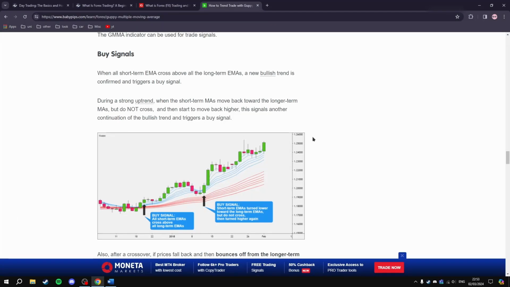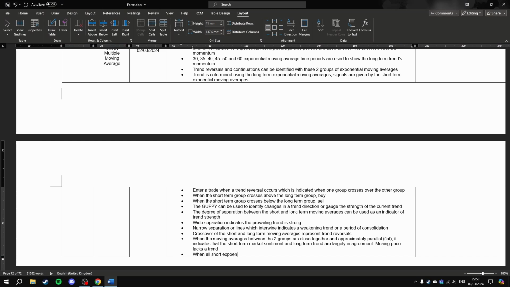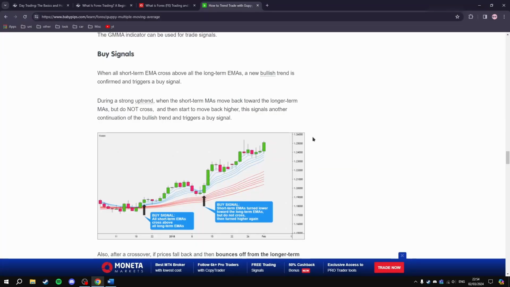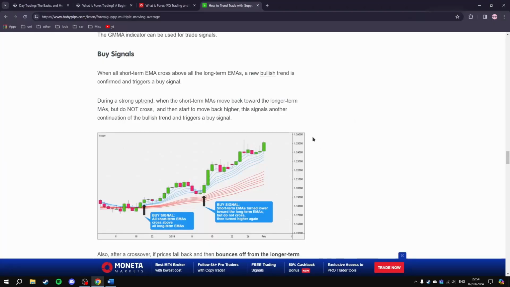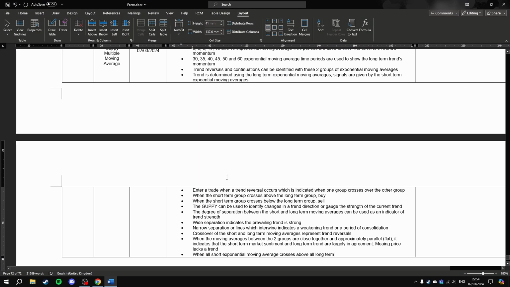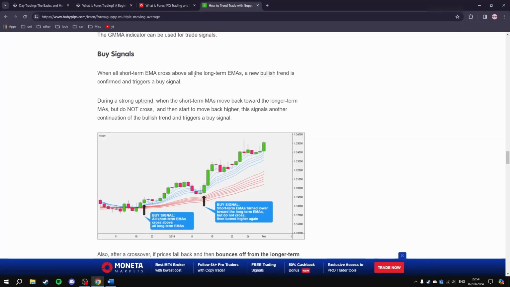So when all short exponential moving average crosses above all long. Wait, we wrote this before, haven't we? Short-term crosses above the long. Confirms a buy signal. Buy. Okay, we wrote this. Sorry. During a strong uptrend, when a short-term moving average moves back toward the long-term moving averages, but do not cross.